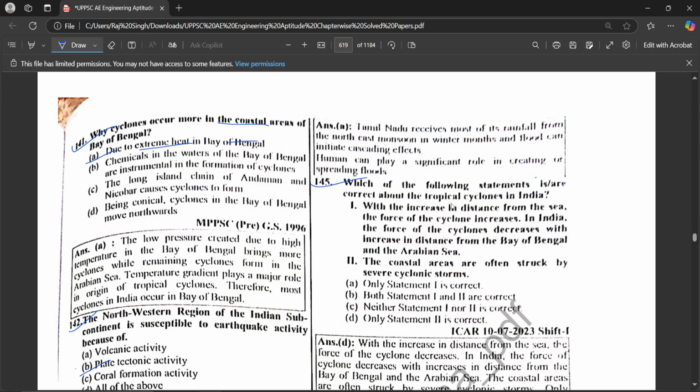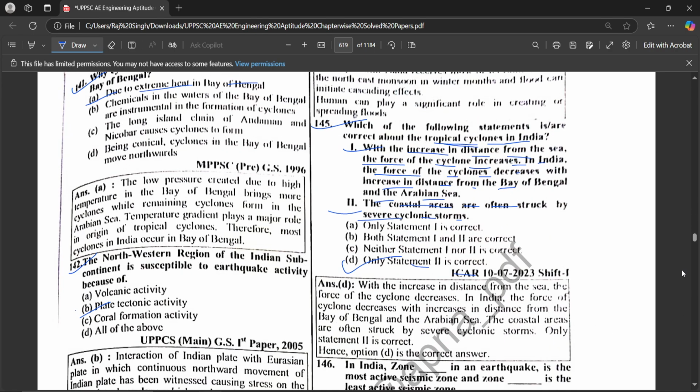Which of the following statements are correct about tropical cyclones in India? With the increase in distance from the sea, the force of the cyclone increases. The force of the cyclone decreases with increase in distance from the Bay of Bengal and the Arabian Sea. Coastal areas are often struck by severe cyclones. Hence, only statement 2 is correct.